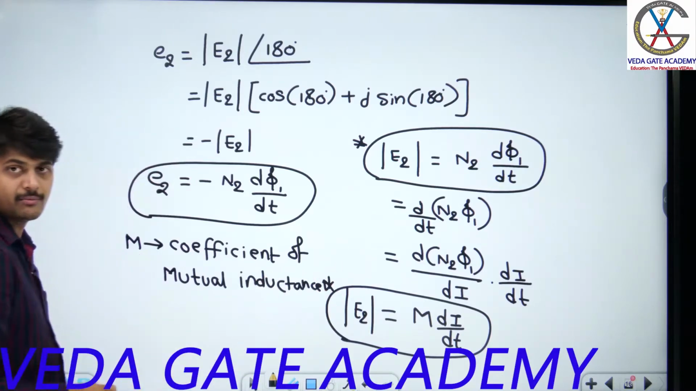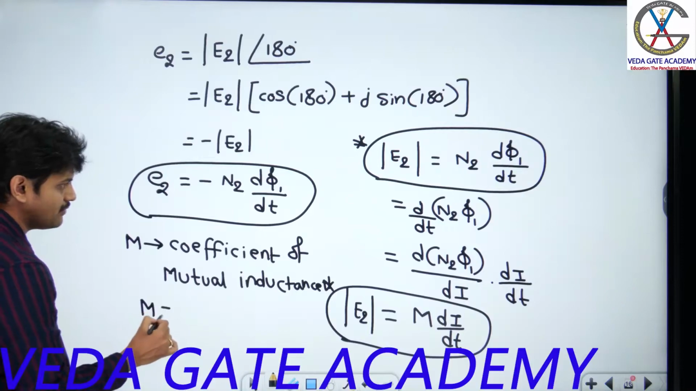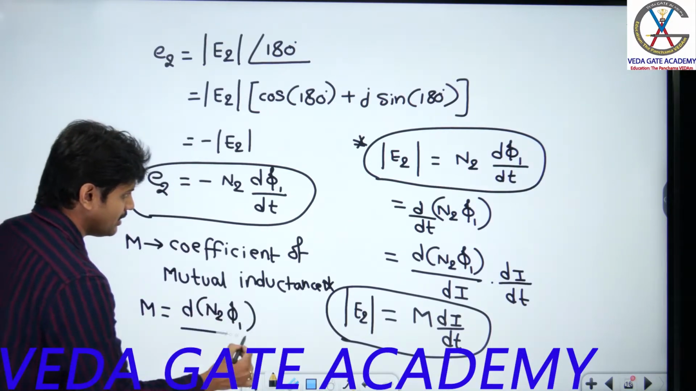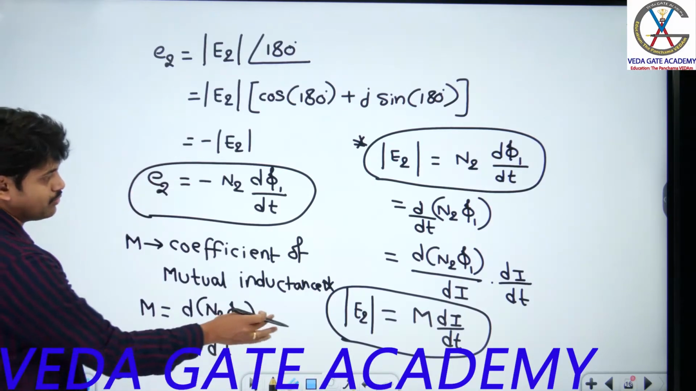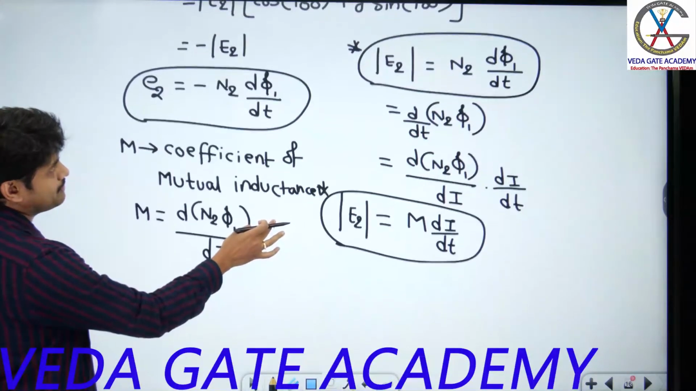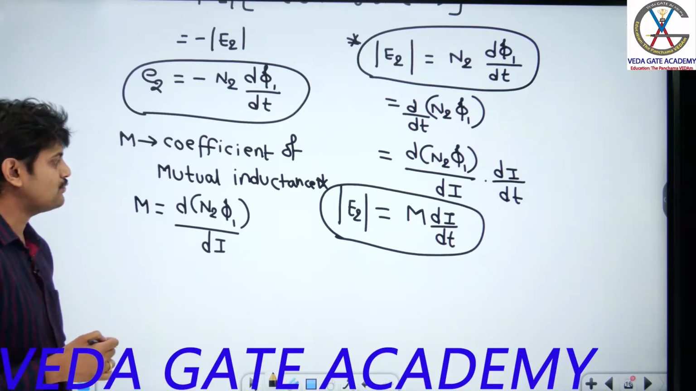So what is the formula for M? By comparing this expression and this one, I can say the value of M will be equal to d N2 phi1 divided by di. So what is the meaning of dN2phi1 divided by di? Let me move this slide somewhat upwards. I hope it is visible, right? Let me come back here. So what is the meaning of this dN2phi1 by di?